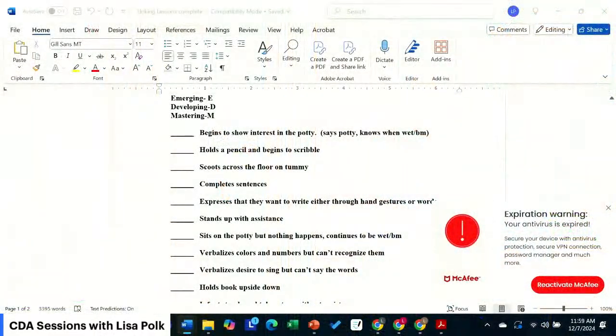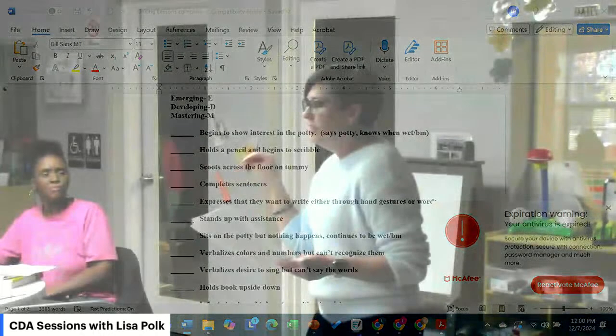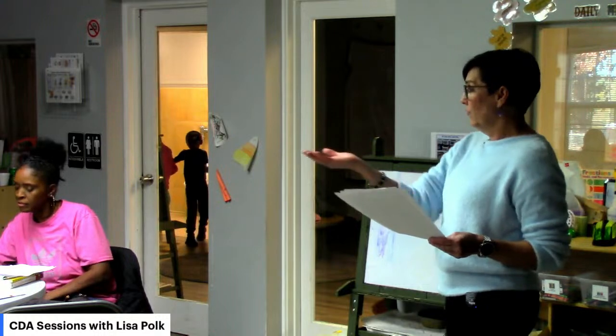So we're on the second one, right? But if you think about scoots across the floor on tummy, what age group would that be? Babies, right. So it would be E. Well, actually, it's developing. It's D, because they scoot before they walk, right? So also when you're thinking about emerging, developing, and mastery, you have to think about what specific skill it is that you're looking at. Complete sentences. Mastered for a 4-year-old, right?